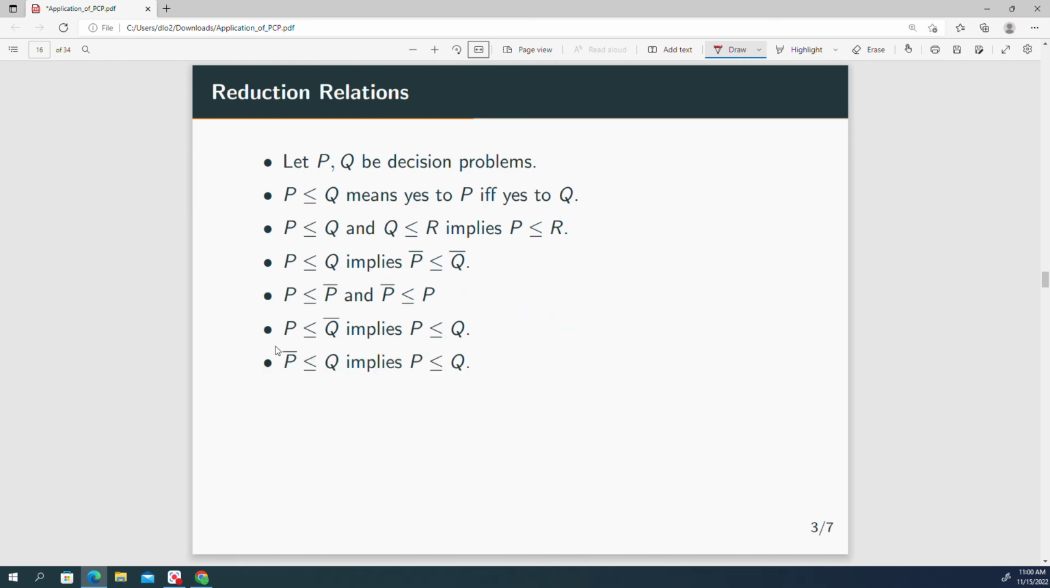And if P bar is reducible to Q, that implies P is reducible to Q. The reason is P is reducible to P bar because of the complement, then P bar is reducible to Q based on this, and therefore P is reducible to Q.